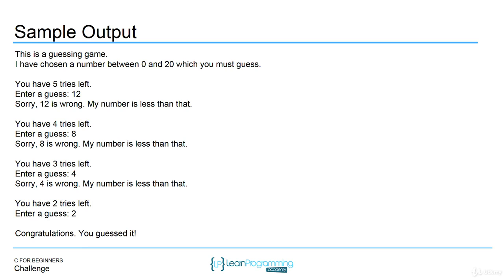I said, or they had 3 tries left. They entered 4. I said 4 is wrong. And then they had 2 tries left, and they finally guessed my number, which was 2. Once they guessed the correct number, I told them, congratulations, you guessed it. So they won the game because they still had 2 tries left.